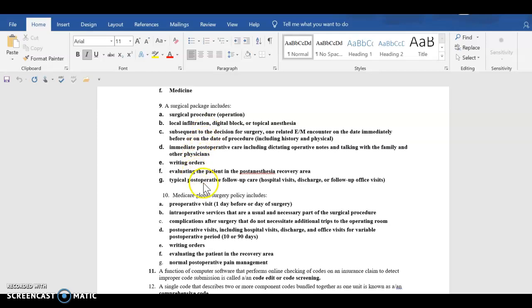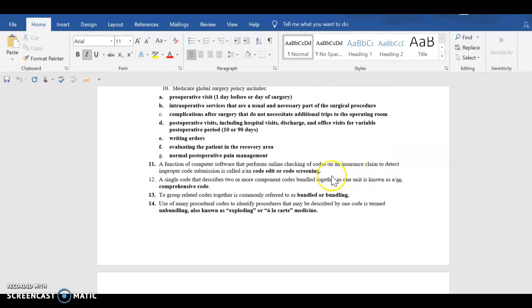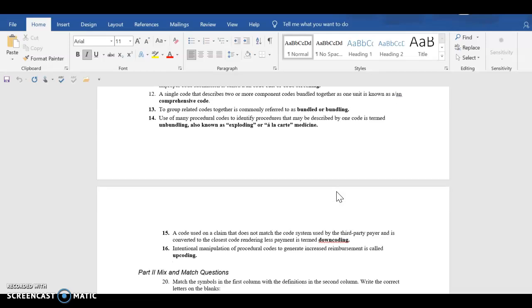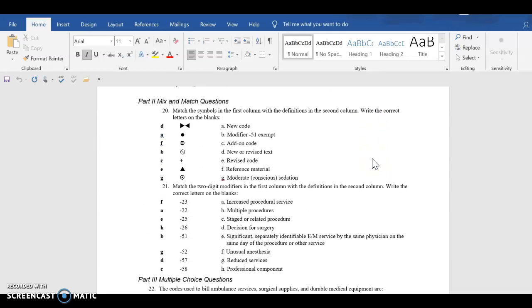These are all the things included in surgical package. So if they do a digital block to take that mole off, that is included in the surgery charge. You cannot charge extra for that. Or writing orders. All right, so if we go down here, we have a couple of different things. I know Amanda talked about bundling and unbundling. Down coding or up coding, she talked about that. So part 2, mix and match question.